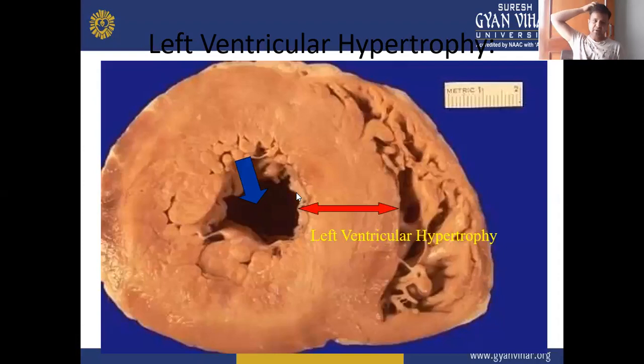Here in this image you can see a slide of the heart, showing left ventricular hypertrophy. You can see in this image the left ventricle, how it becomes enlarged or balloon shaped, or the thickness of the vessels. So this is an example of left ventricular hypertrophy.